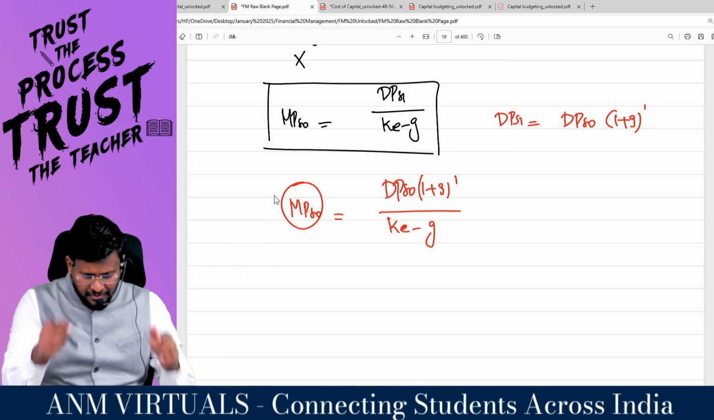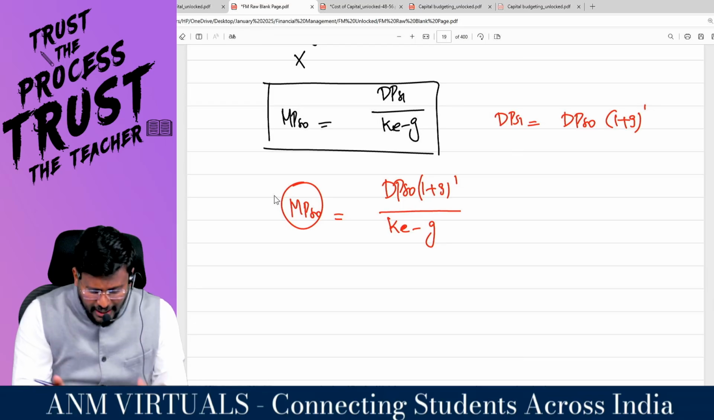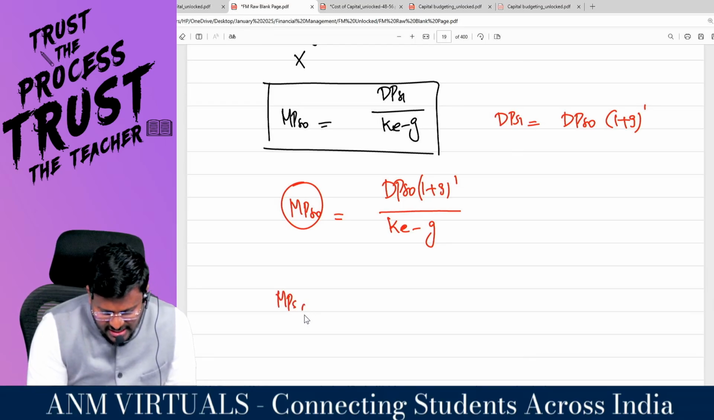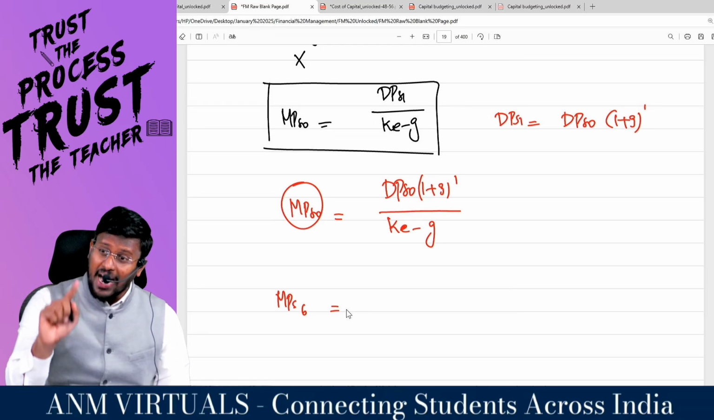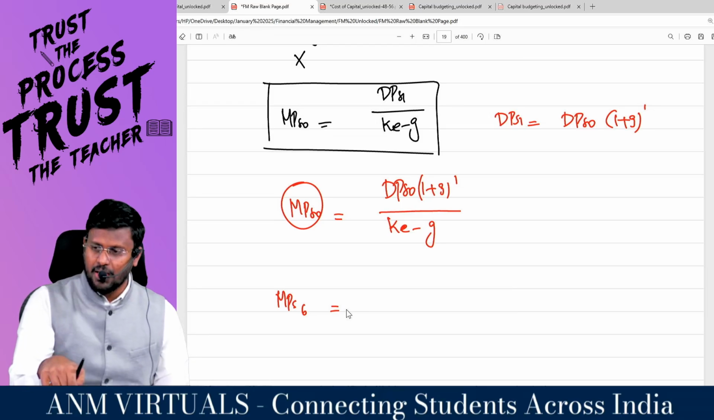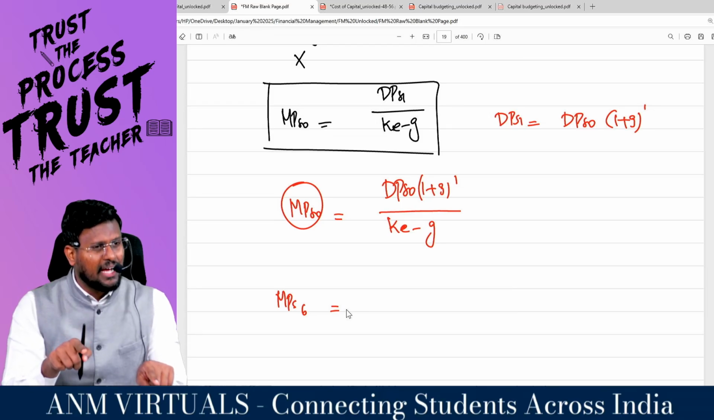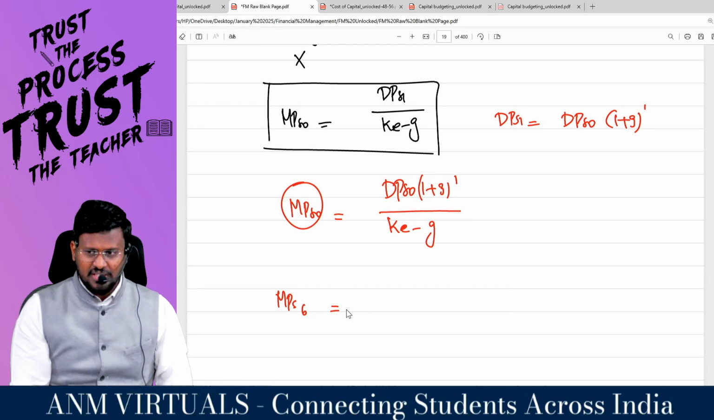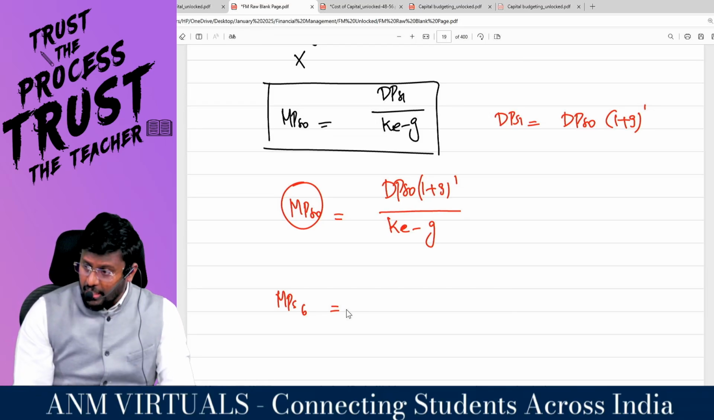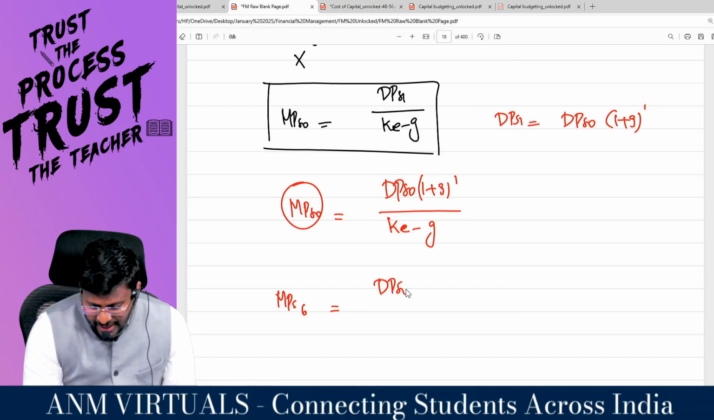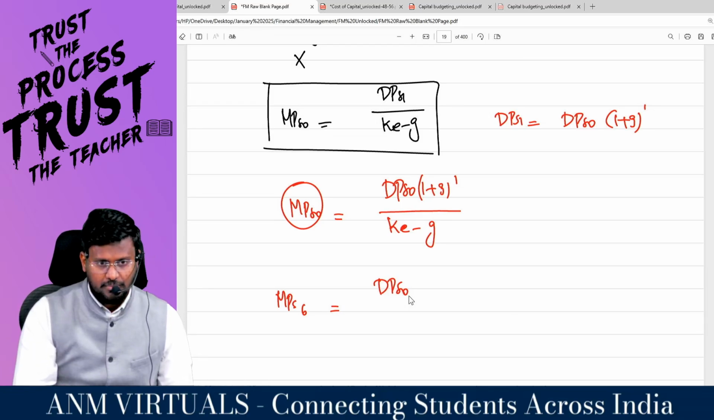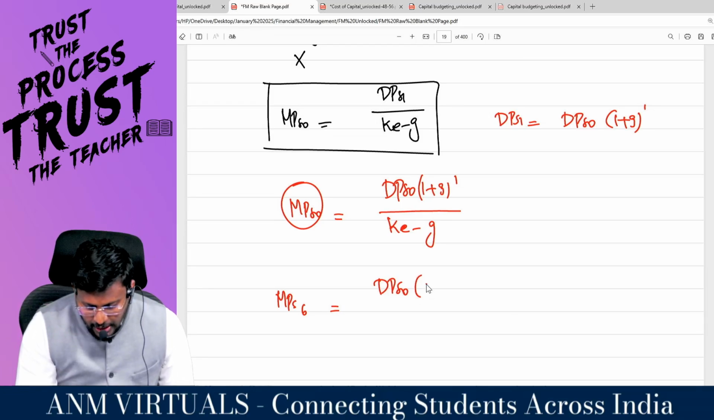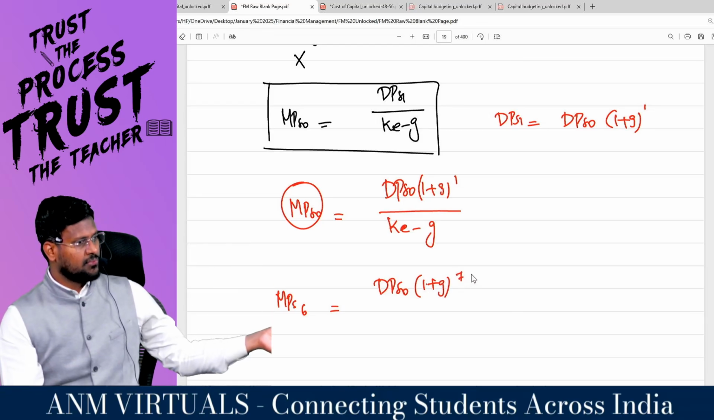If this is the case, you need the market price, which is MPS 6. MPS 6 is the market price of the equity after the 6th year. That means it should be DPS 0 of the 6th year into 1 plus G of the 7th year.